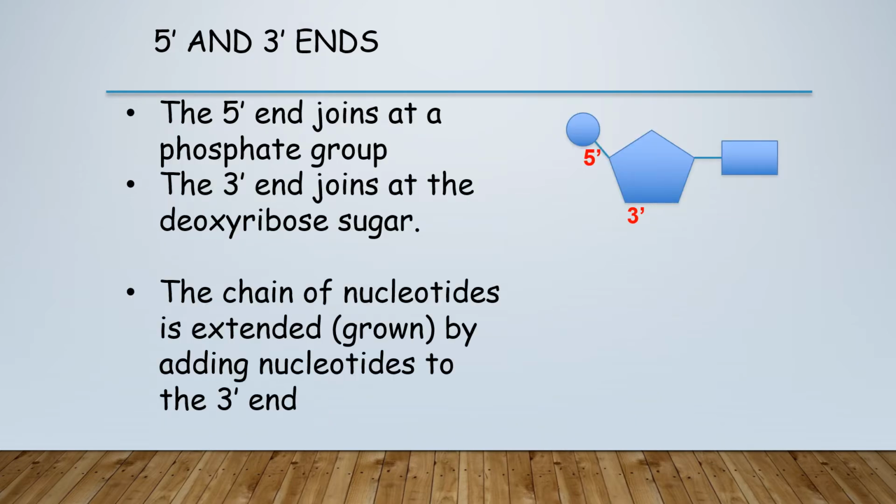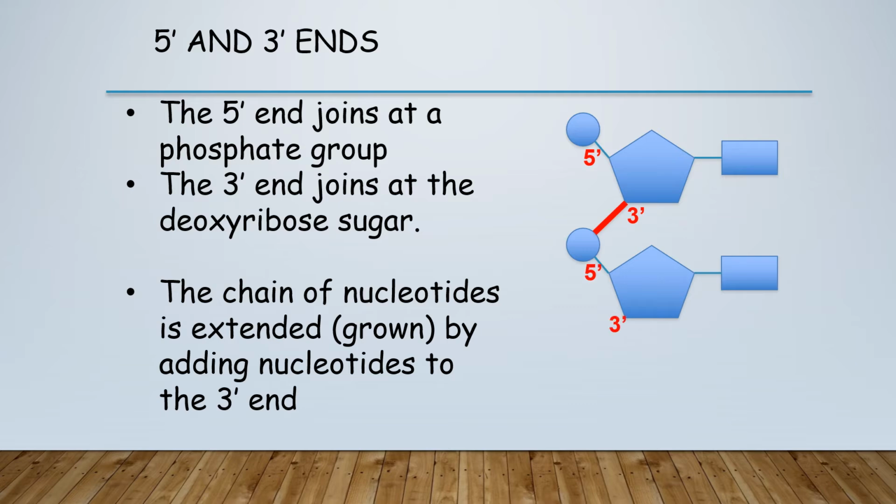And the 5' and 3' ends are important when it comes to adding more nucleotides into the chain of a single strand of DNA. So the 5' end joins at the phosphate group, the 3' end joins at the deoxyribose sugar. And to add another nucleotide in, it's extended or grown by adding nucleotides to the 3' end. So as we can see here, we're adding a new nucleotide at the 3' end, which joins to the 5'.